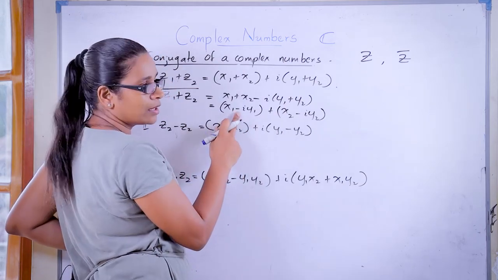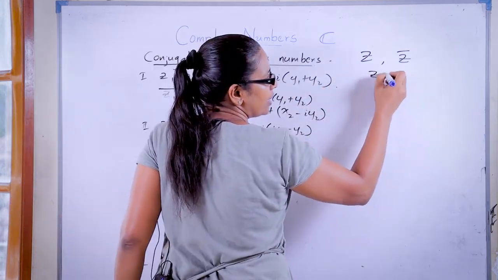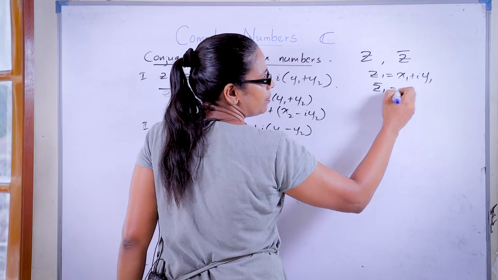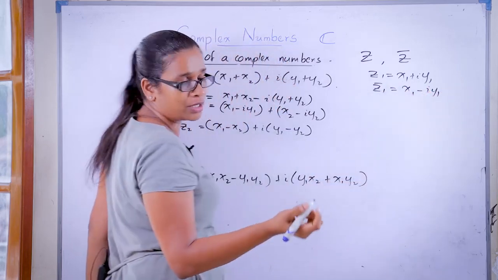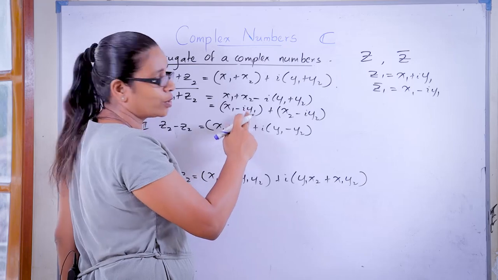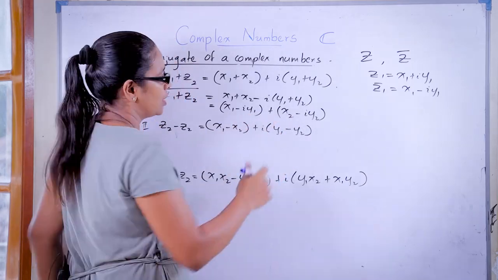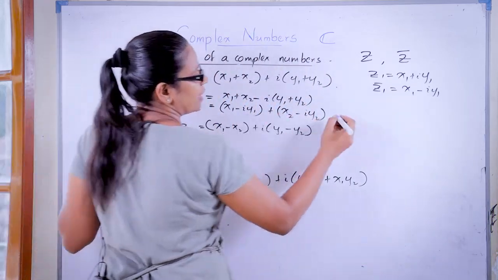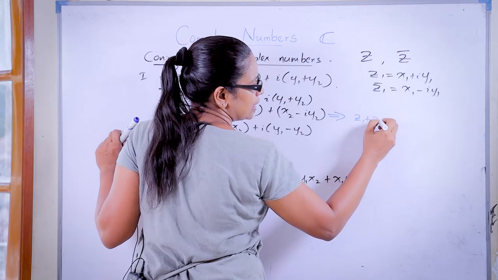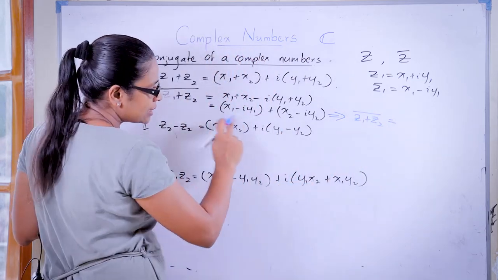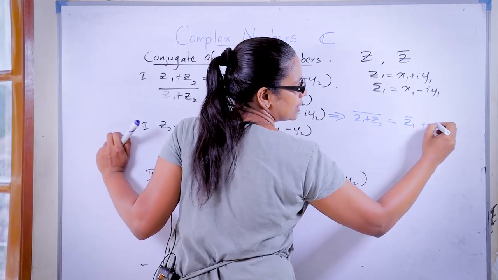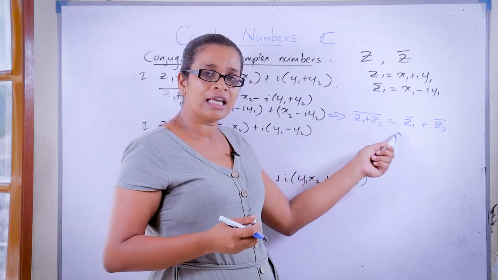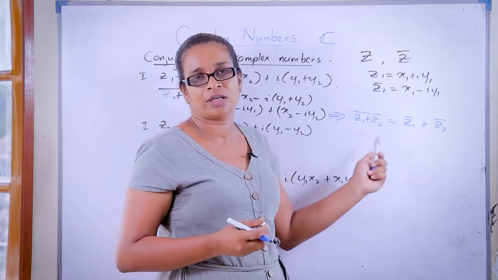Okay, now look at this one. If Z1 is x1 plus i y1, Z1 bar should be x1 minus i y1. So this is Z1 bar. Okay, so this one is Z2 bar. So what is the result? Here, you can write down this one as the conjugate of (Z1 plus Z2) equals Z1 bar plus Z2 bar. Okay, conjugate of addition of complex numbers equals addition of the conjugates of the complex numbers.